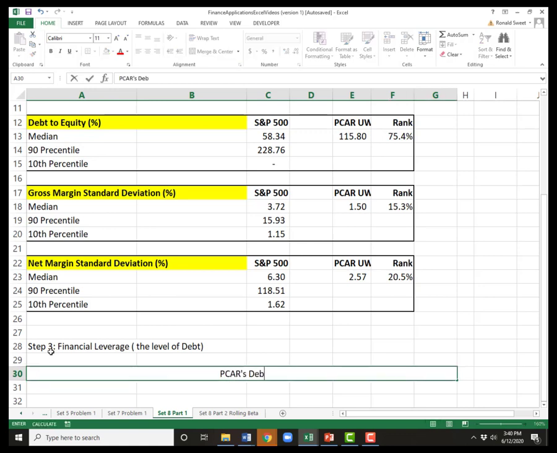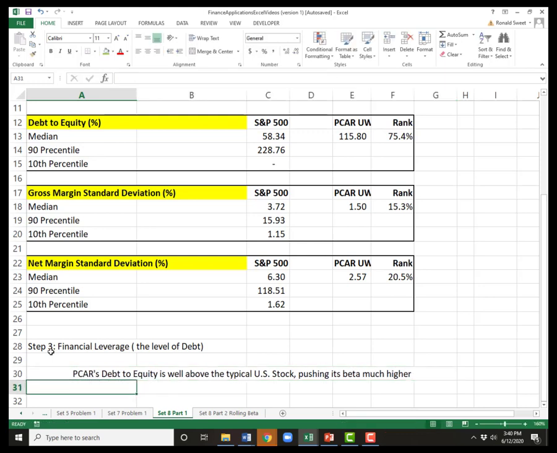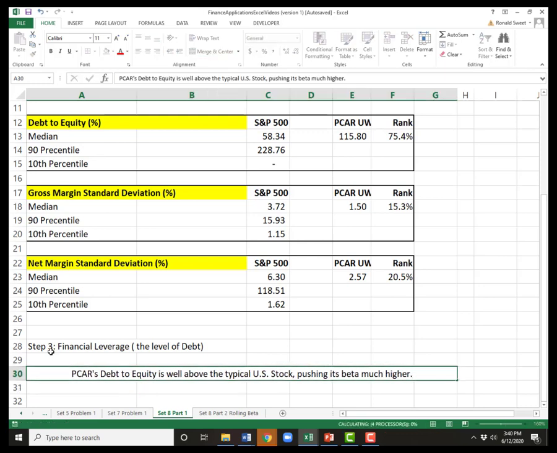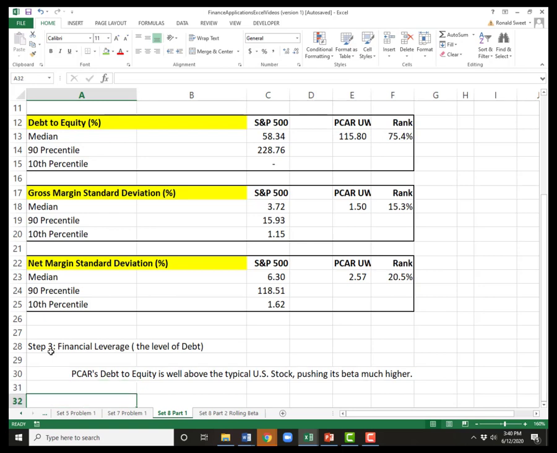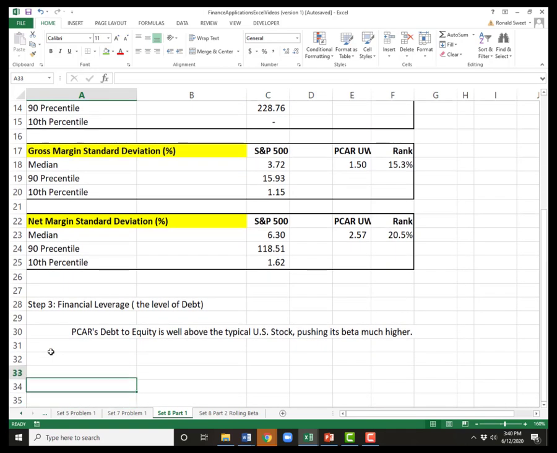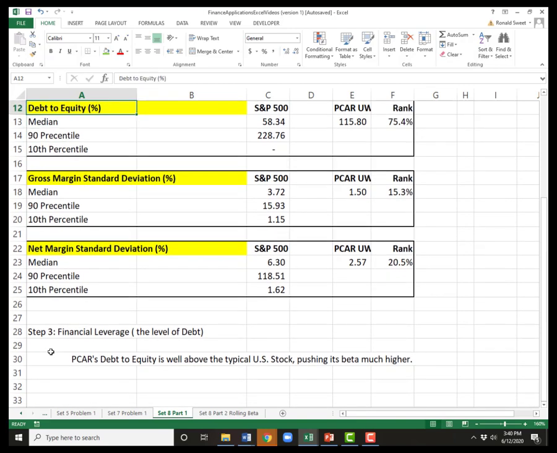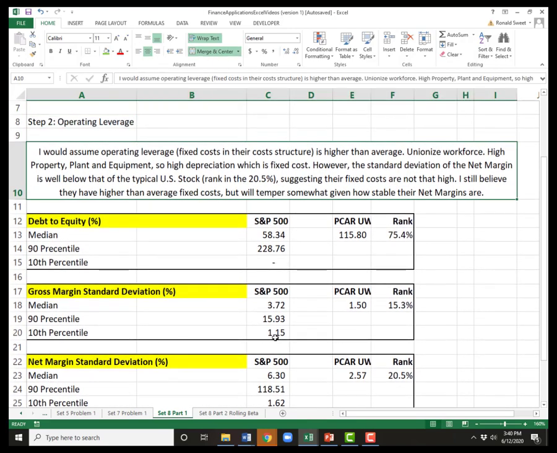Packer's debt to equity is well above the typical U.S. stock, pushing its beta much higher. You don't have to say much there, just acknowledge that. So there's step 3, and you can do it entirely by just referencing here. You notice on step 2, I referenced the chart, but I also gave my subjective opinion about the company, just based on what I think about the company. You don't have to worry about whether I agree with you or not. As long as you're logical, you're fine.